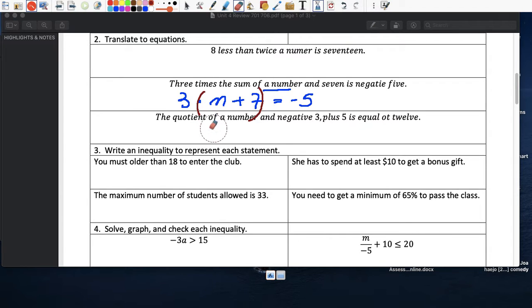Next one we have the quotient, which is division. Quotient of a number and negative 3, so put negative 3 at the bottom, plus 5 is equal to 12.